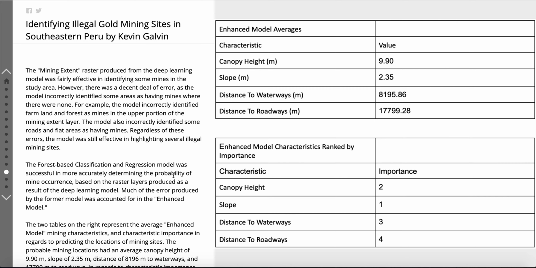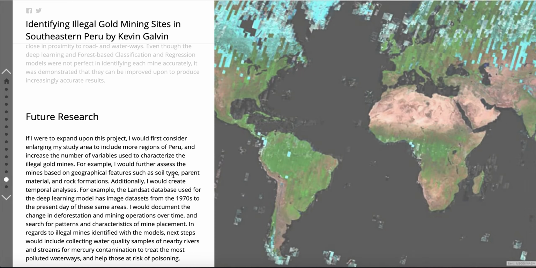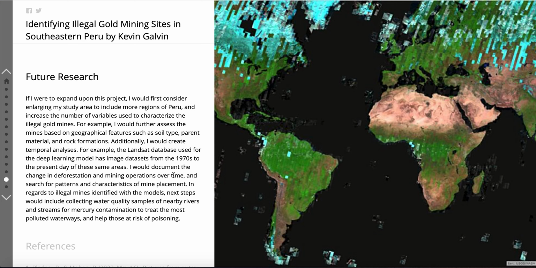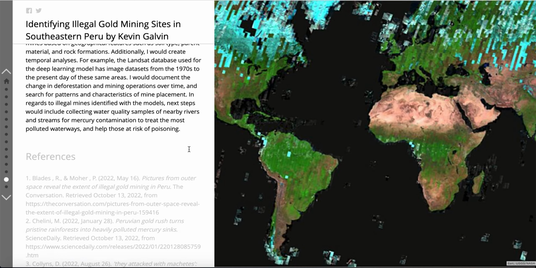Even though the deep learning and forest-based classification and regression models were not perfect in identifying each mine accurately, this project also demonstrated that they can be improved upon and enhanced to produce increasingly accurate results. If I were to expand upon this project, I would first identify more possible variables for assessment, including soil type, parent material, and rock formation. I would also create temporal analyses assessing deforestation and mining development over time.